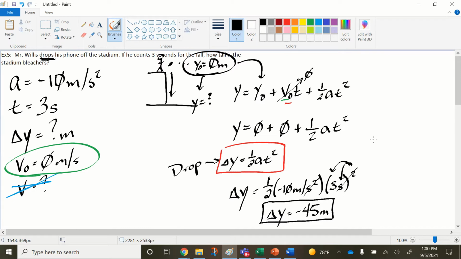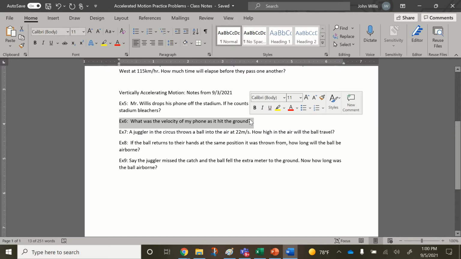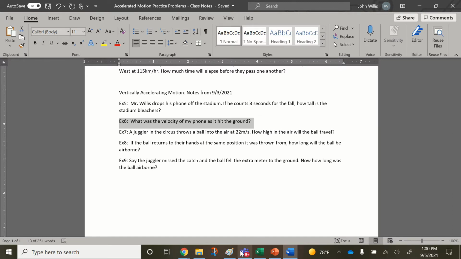Good old-fashioned drop problem. I discourage you from writing the equation that I have in red there on your equation card. It's the long one. If everything starts at 0, it might not always start at 0. Please be very careful. The follow-up to this is, what would its velocity be when it hits the ground?